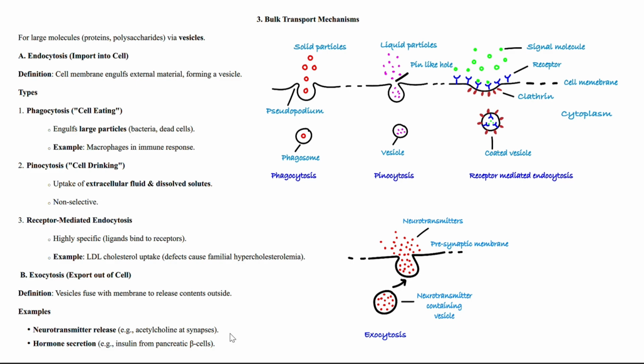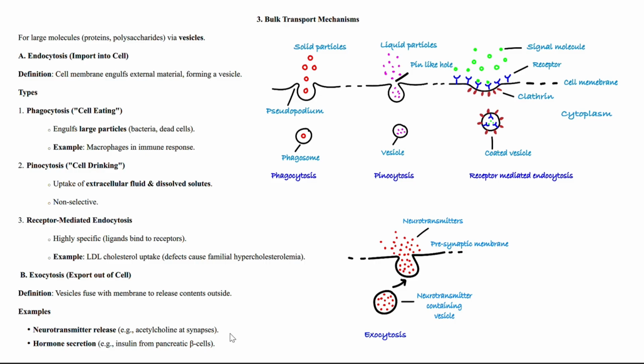Then we have receptor mediated endocytosis, a much more specific and efficient method. In this process, the cell uses receptors on its surface to bind to specific molecules or ligands. Once the ligands are bound, the membrane folds in, forming a vesicle loaded with the targeted substances. A key example is the uptake of LDL cholesterol.